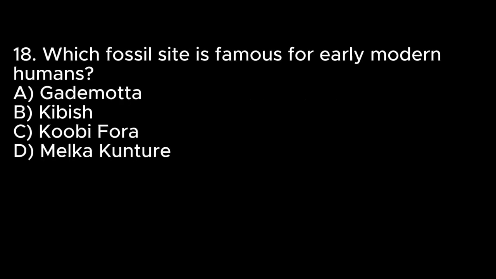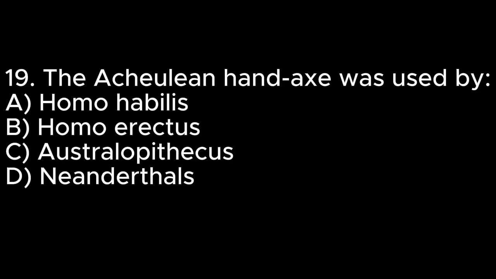18. Which fossil site is famous for early modern humans? A. Gaidmata. B. Kibish. C. Cubiphora. D. Melkakuncher. Answer: B. Kibish yielded early Homo sapiens fossils. 19. The Acheulean hand axe was used by A. Homo habilis. B. Homo erectus. C. Australopithecus. D. Neanderthals. Answer: B. Homo erectus produced Acheulean tools.